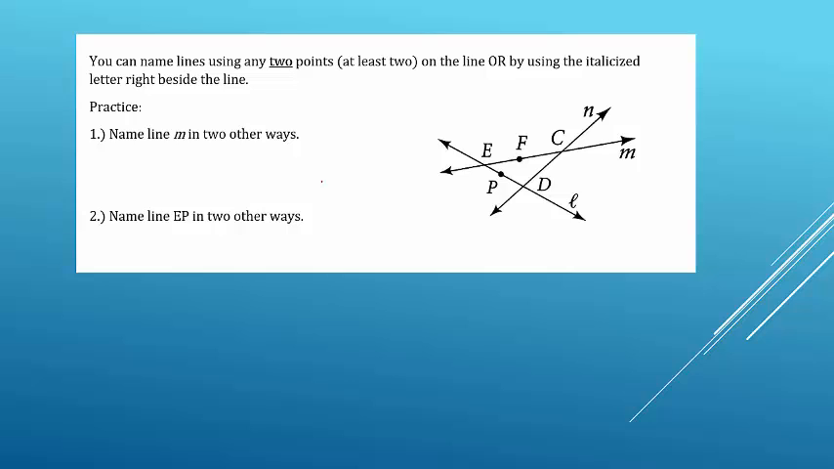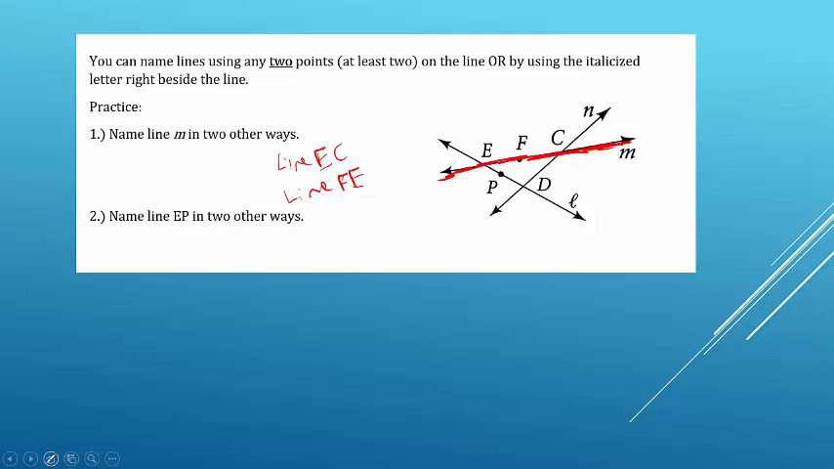So another thing that we're going to do is name lines. If you're looking at line M, so really quick, I'm going to highlight that line. You can pick any 2 letters on this line and name it that. So we could say line, I don't know, let's pick E and C. You could also call it line FE. You can also have the letters reversed, the order doesn't matter.